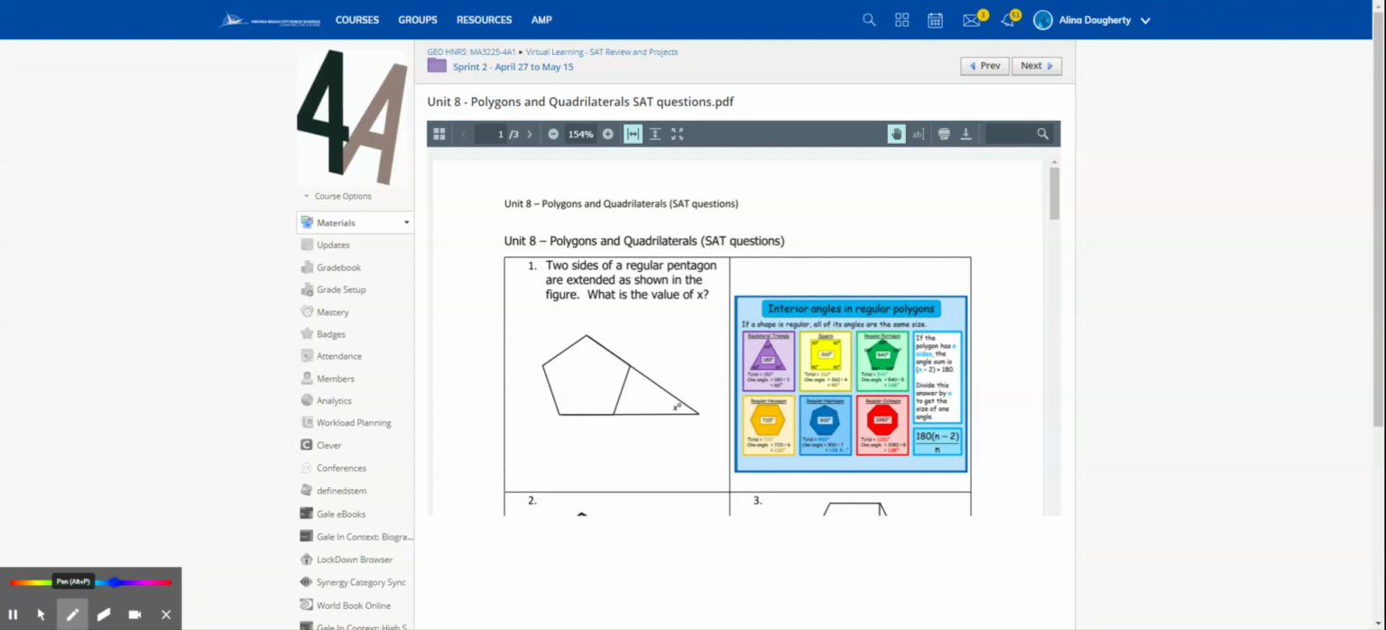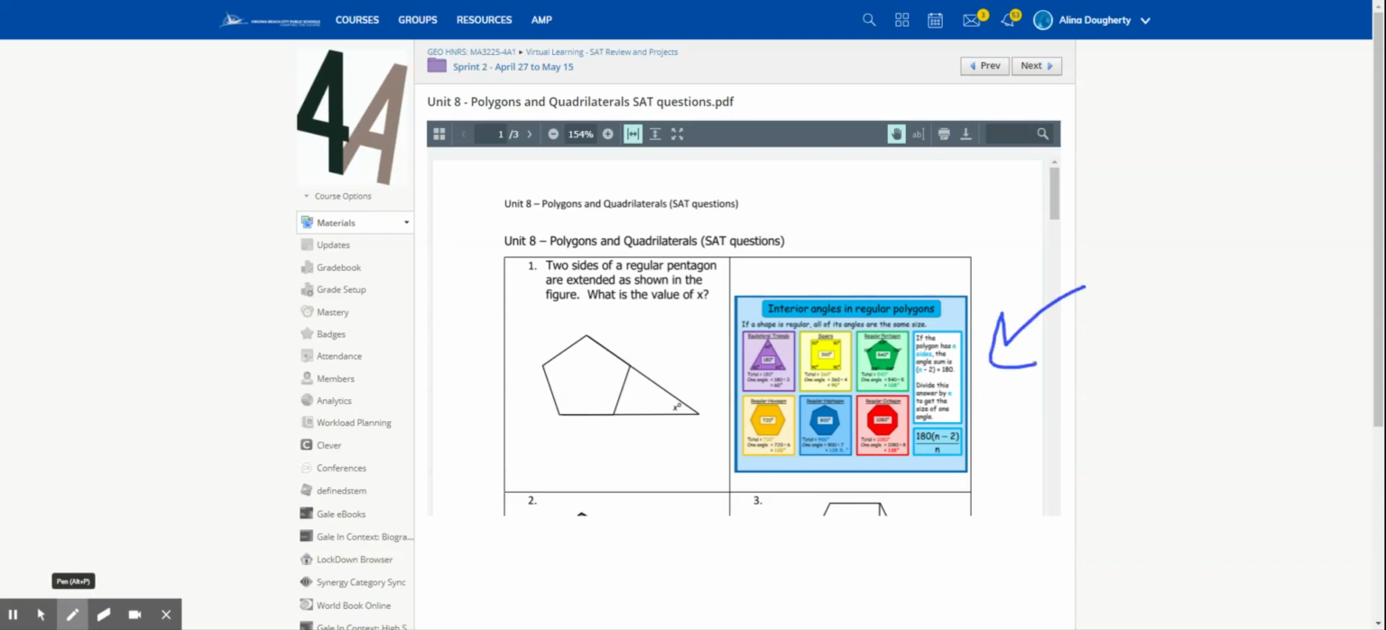Welcome back, guys. We're going to talk about polygons and quadrilaterals today. There are far fewer questions on the SAT about polygons and quadrilaterals than on triangles, mostly because there are just so many different ways to do triangles. So here you've got some notes.